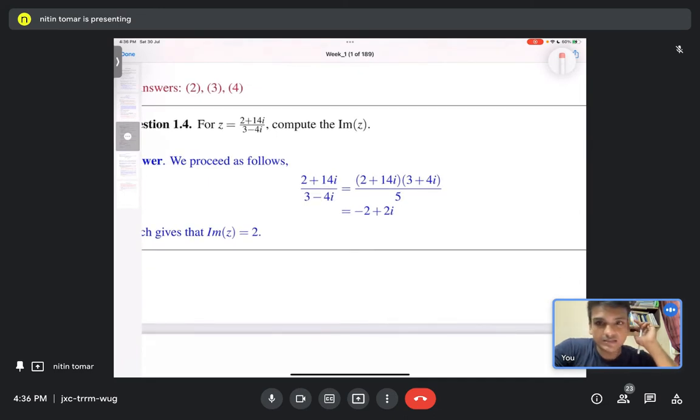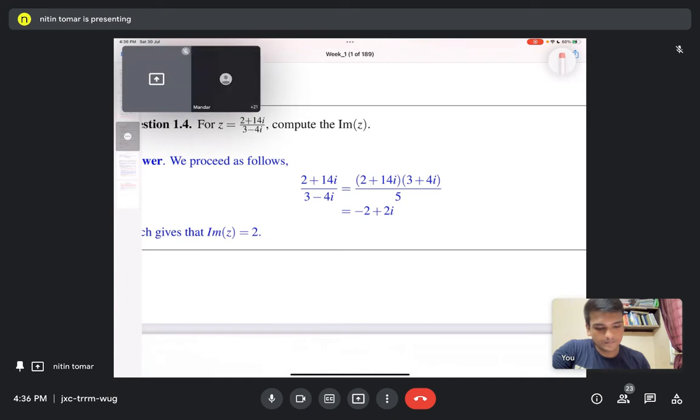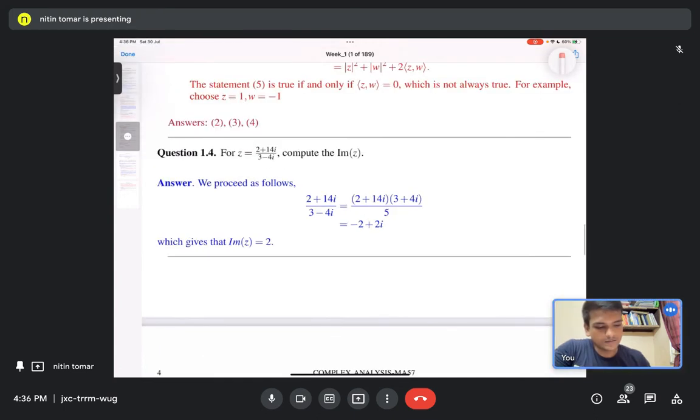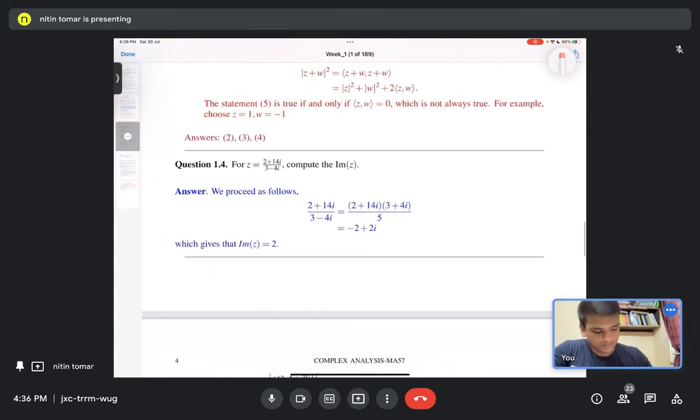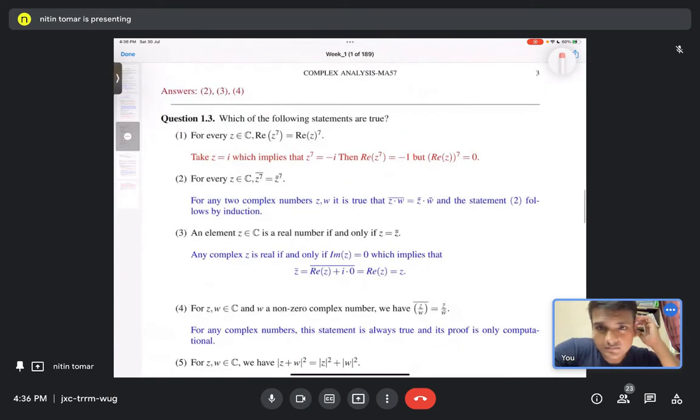Hello, sir. I have a doubt in the first statement of this question. Okay, just a minute. Is this 7 power? Yes, we have considered z equal to i. So z raised to 7 will become minus i. So how would the real part of z raised to 7 become minus 1?